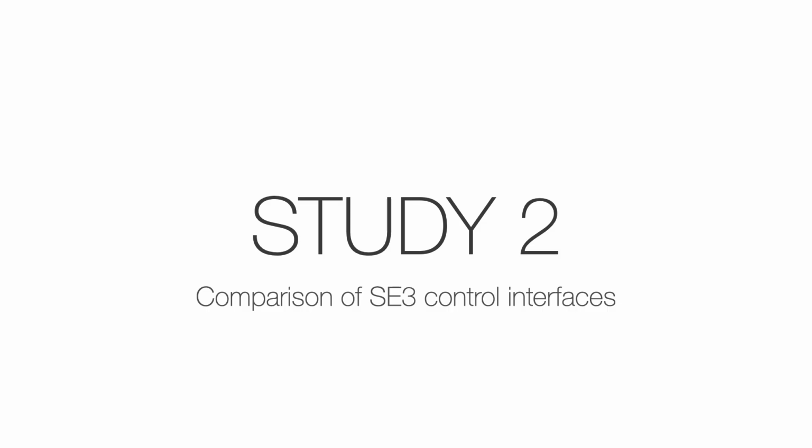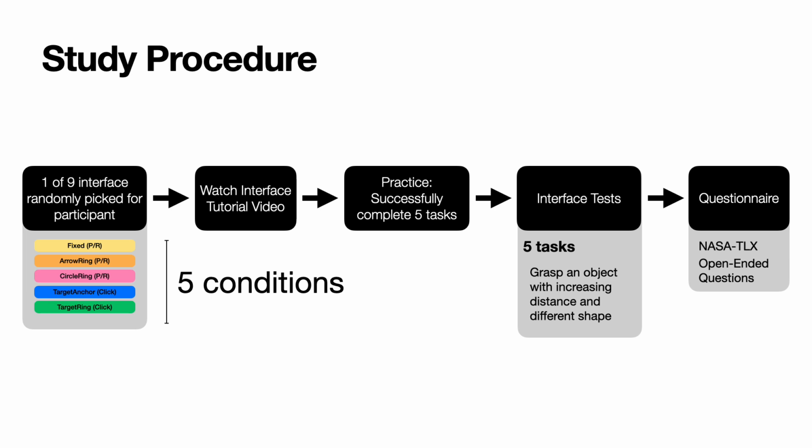Our second study is a comparison of these manipulator control interfaces. The study design and procedure were very similar to the first study. This time we only had 5 conditions. Rather than having both versions of each type of interface, we only provided press-release-based control or click-based control, depending on which version was most efficient from the first study.